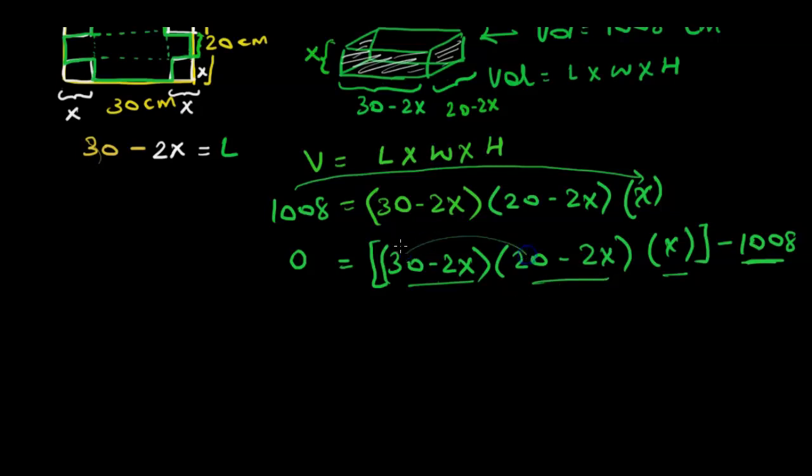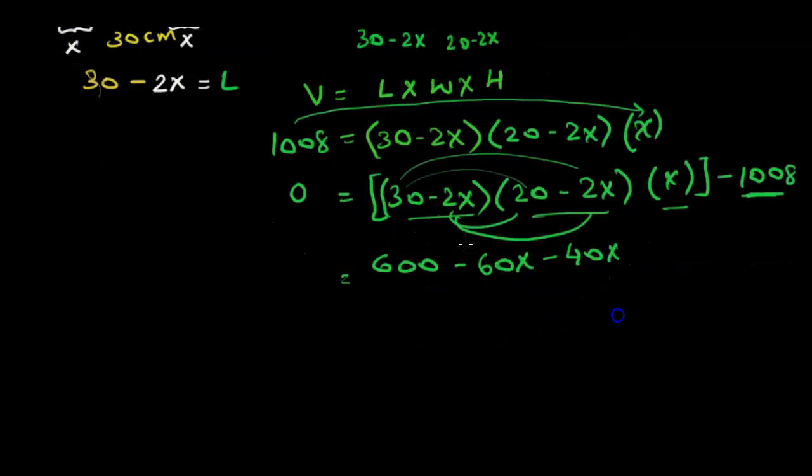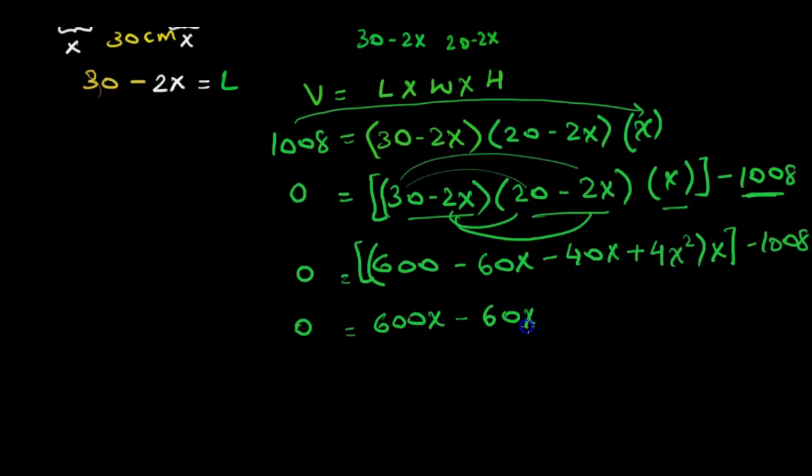So let's first expand these. We would get 30 times 20 is 600. 30 times minus 2x is negative 60x. Negative 2x times 20 is negative 40x. Negative 2x multiplied by negative 2x is going to be a positive 4x squared. This whole thing would be written with the product of x, minus 1008. Now we expand this all with x, and we would be left with 600x minus 60x squared minus 40x squared plus 4x cubed minus 1008.